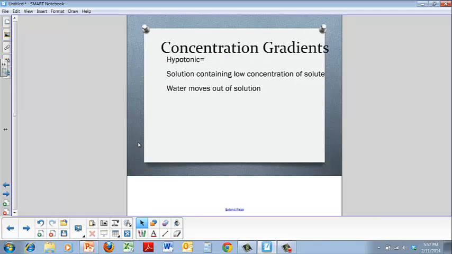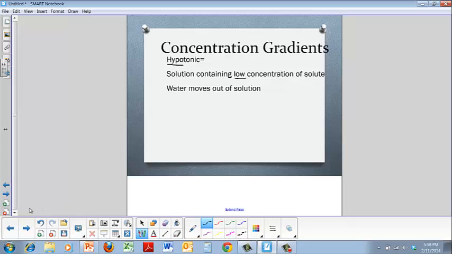Now, a hypotonic solution is the opposite. So again, let's look at this prefix here. We have hypo, which means low. Hypo is always below normal. So a solution that contains a low concentration of solute is going to be called hypotonic. And when we have a hypotonic solution, water is going to move out of that hypotonic solution.